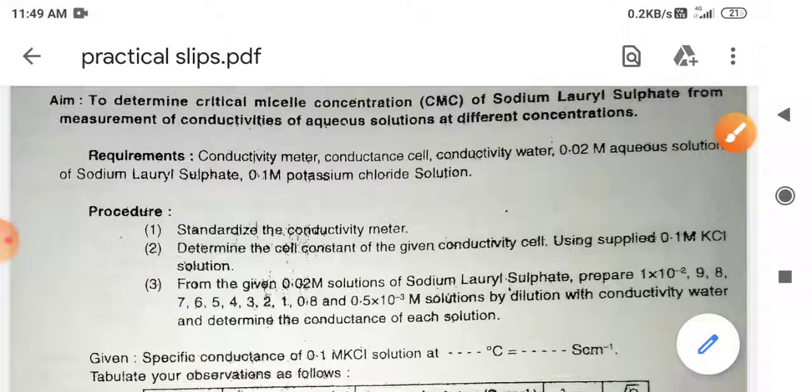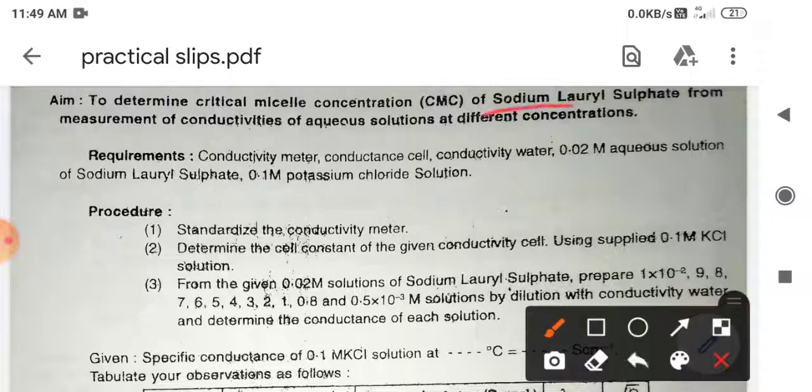Okay, so this is the action of our detergent. Detergent mainly contains sodium lauryl sulfate, and we need to find out the exact concentration at which its action is quite superior. Okay, so we just need to find out that particular concentration. We call it the critical micellar concentration.